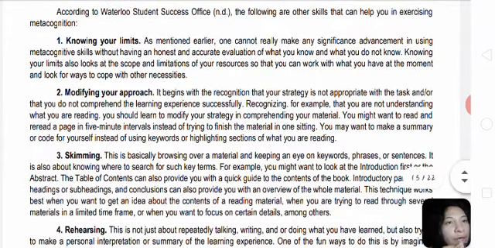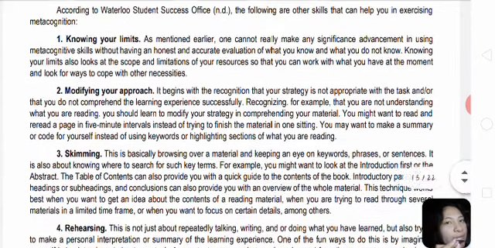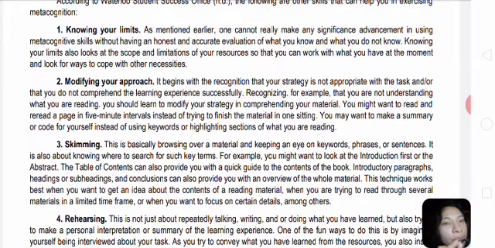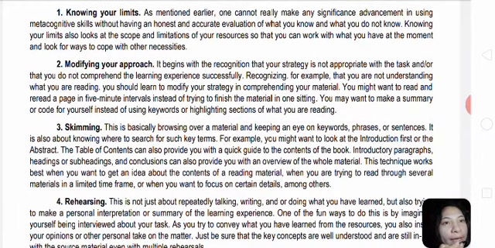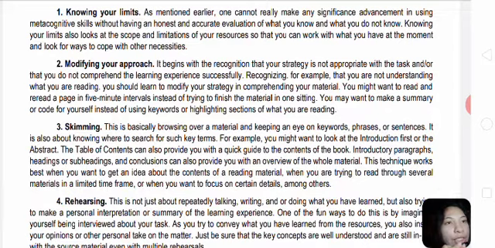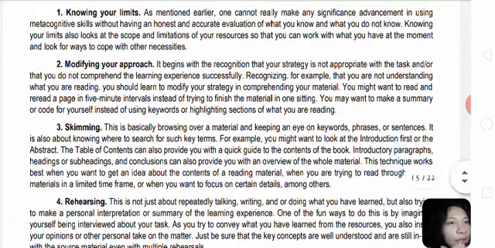It begins with the recognition that your strategy is not appropriate for the task and/or that you do not comprehend the learning experiences successfully. Recognizing, for example, that you are struggling with understanding what you are reading, you should learn to modify your strategies in comprehending your material. You might want to read and reread a page in 5-minute intervals instead of trying to finish the material in one sitting.